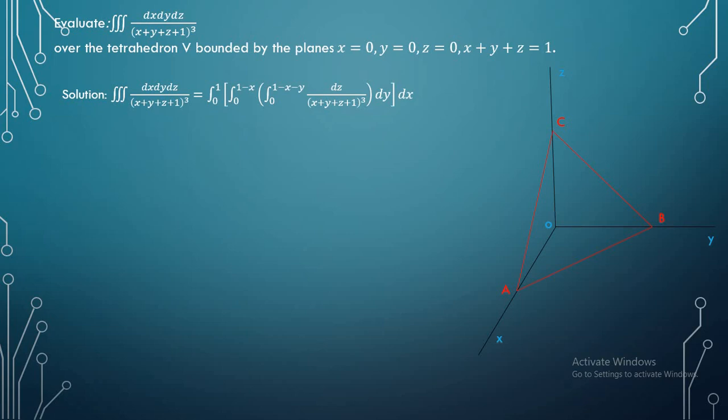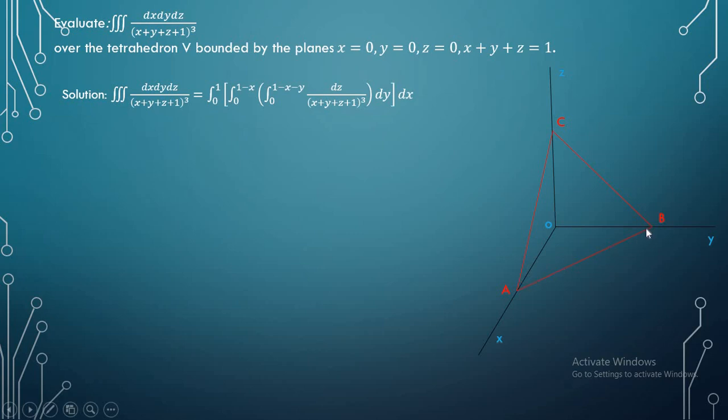Now we move forward to the limits of y. Now take the projection of this tetrahedron on the XOY plane. Obviously we'll get this triangle OAB. This will be the projection. It means we are putting z equal to 0. So if we put z equal to 0, we'll get x plus y is equal to 1, and obviously we'll get this triangle OAB.